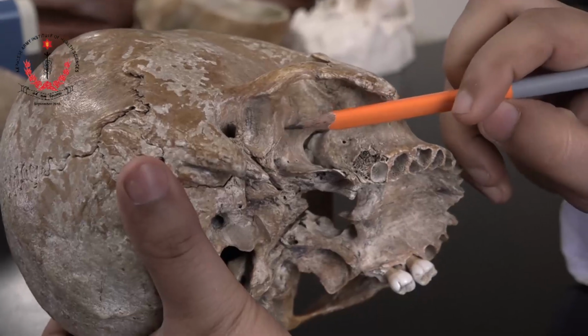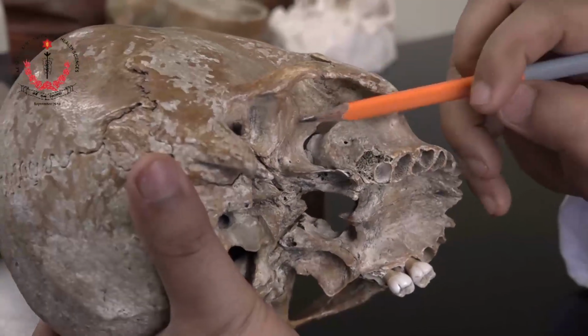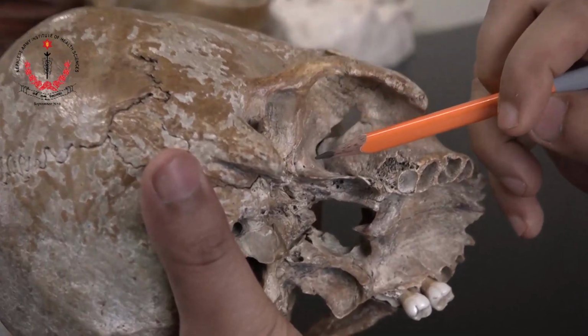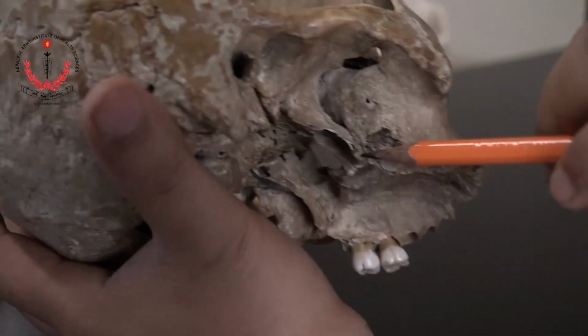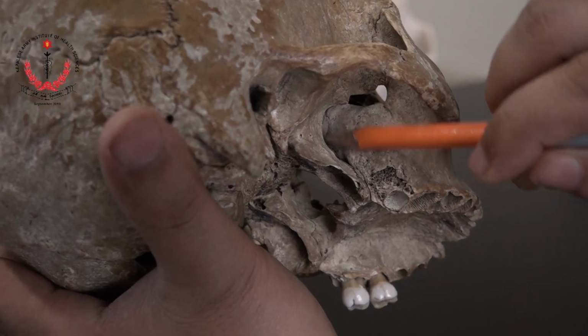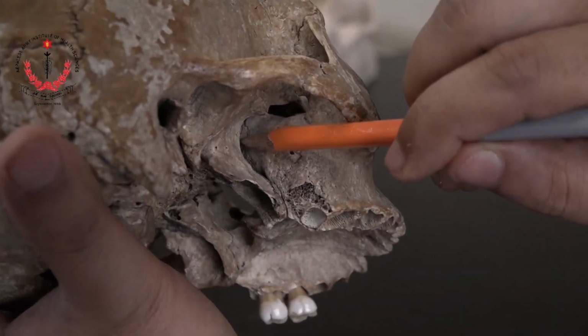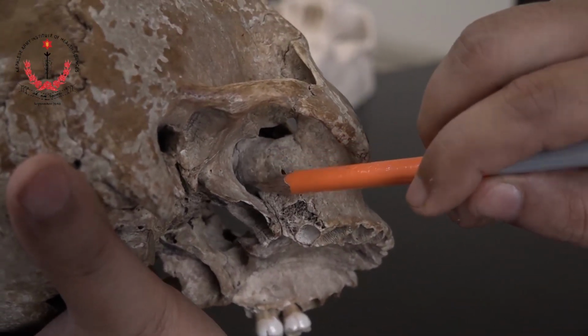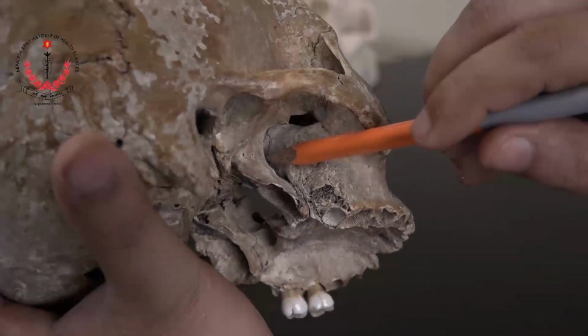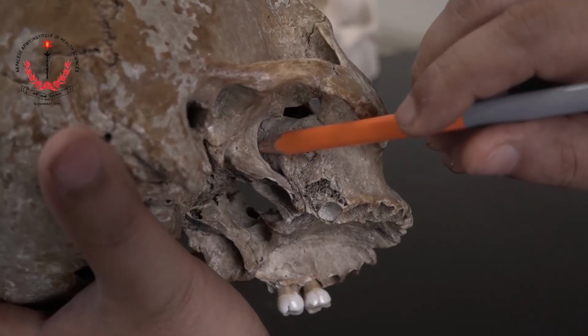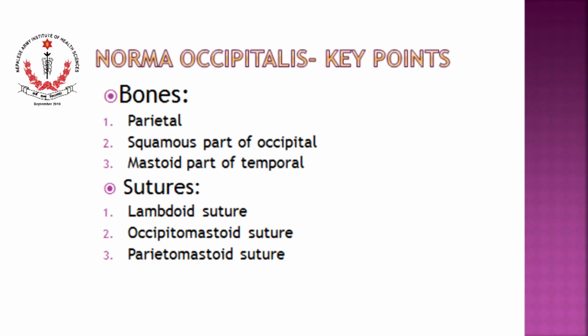The area over here below the zygomatic arch is called as infratemporal fossa. This area or this fissure is called pterygomaxillary fissure, and there will be one fossa in this fissure that is called as pterygopalatine fossa.